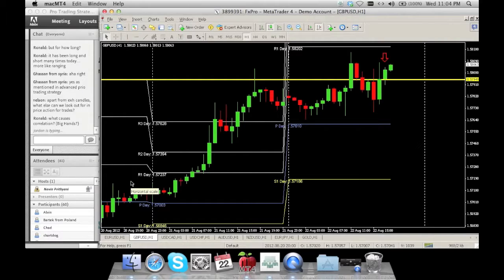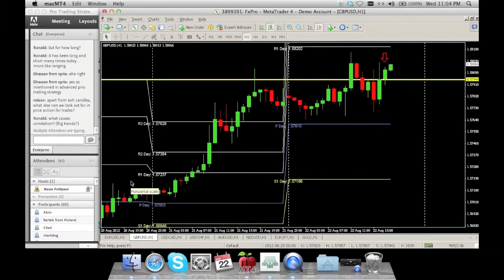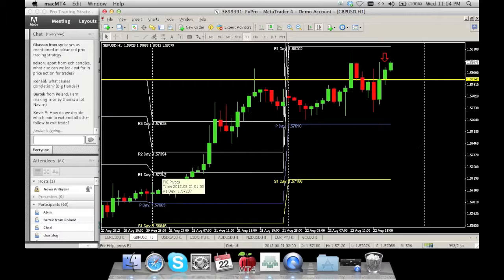Nelson, apart from exhaustion candles, what else can we look out for in price action for trades? What causes correlation? Big hands. The reason why you have correlation is because the US dollar is making a movement. The common thing between all of these pairs that I have is the US dollar. That's the reason why they all move in a similar fashion.